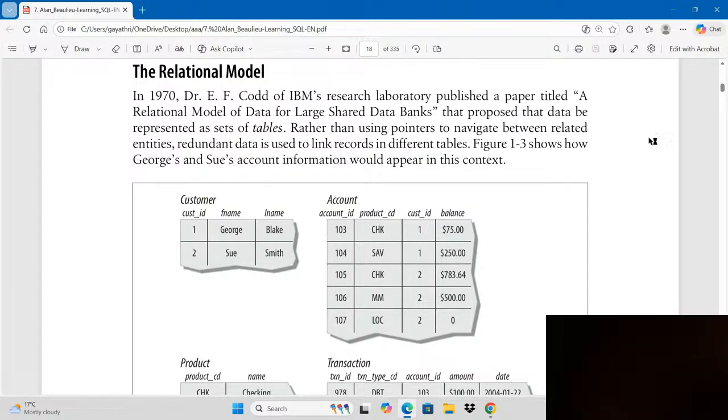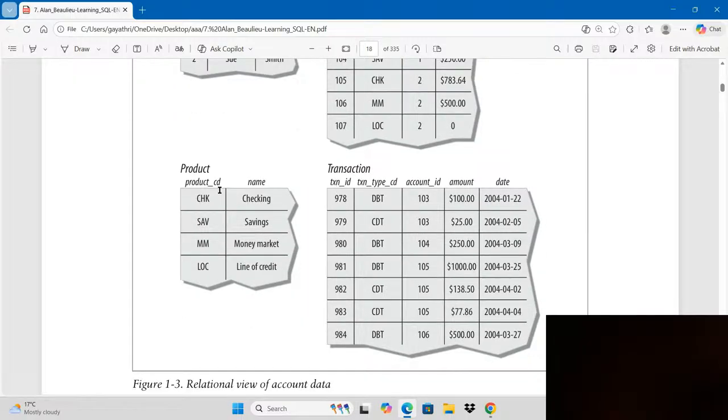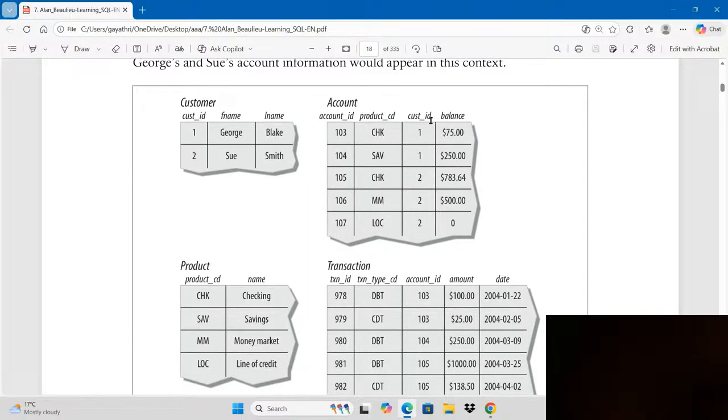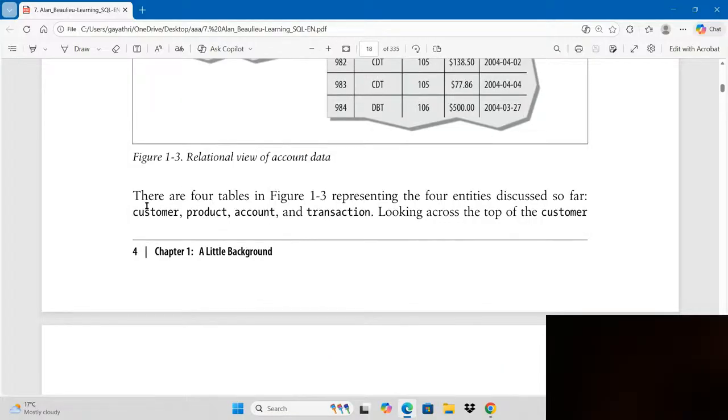Figure 1.3 shows how customer and account information would appear in this context. For the customer table, we have the first name and last name information. In the account table, we have all the account related things, where these are related by using the customer ID, products and transactions. All the data is represented in four tables.